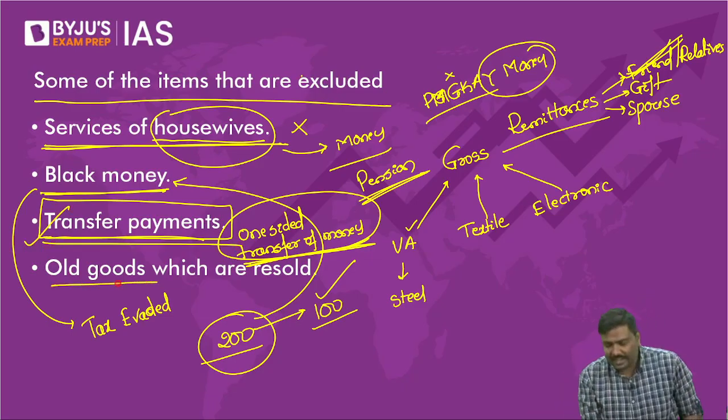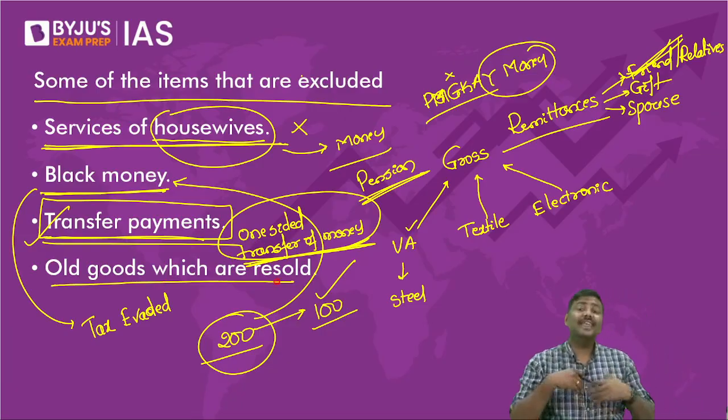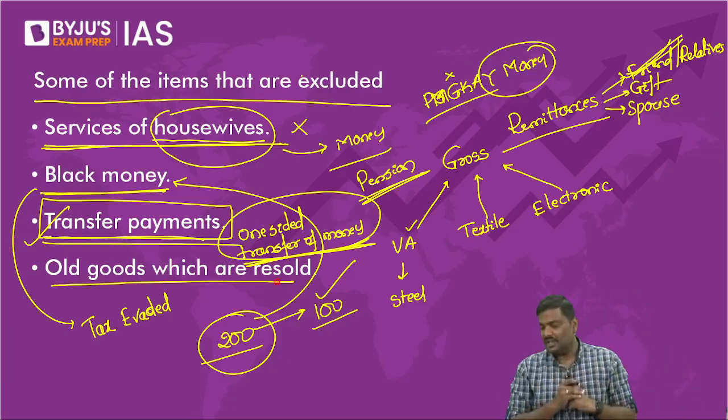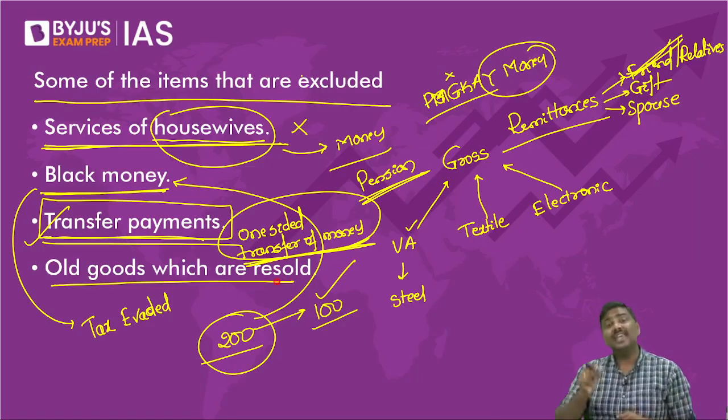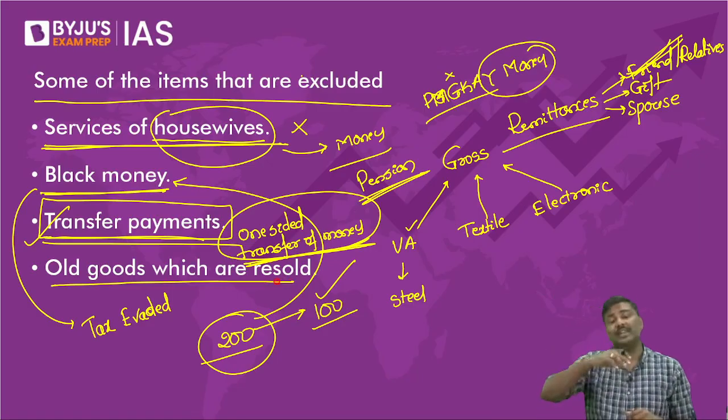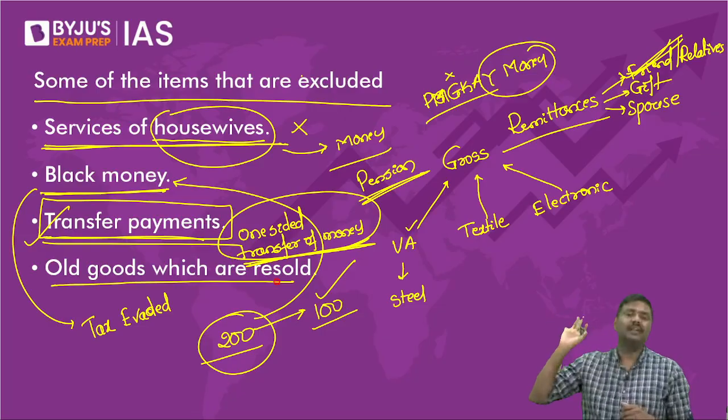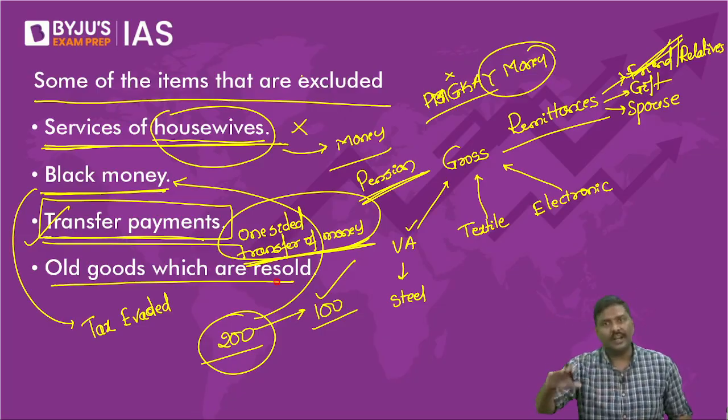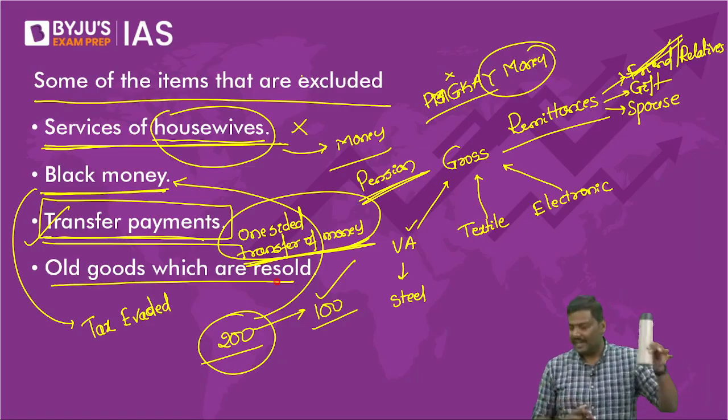And finally, goods which are resold. Remember this. Goods which are resold by the government, goods which are resold in the market, that is also not counted in GDP. Why, sir? Take an example.